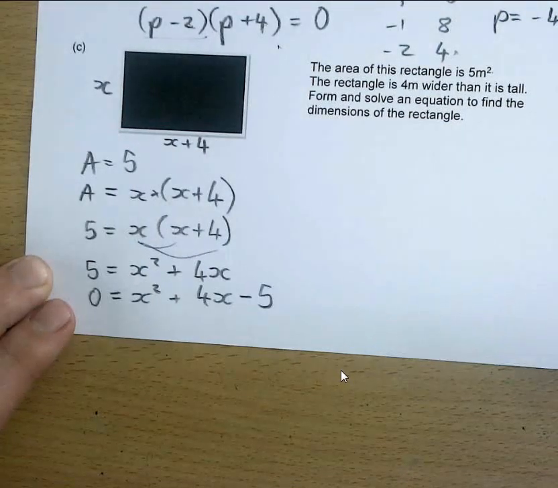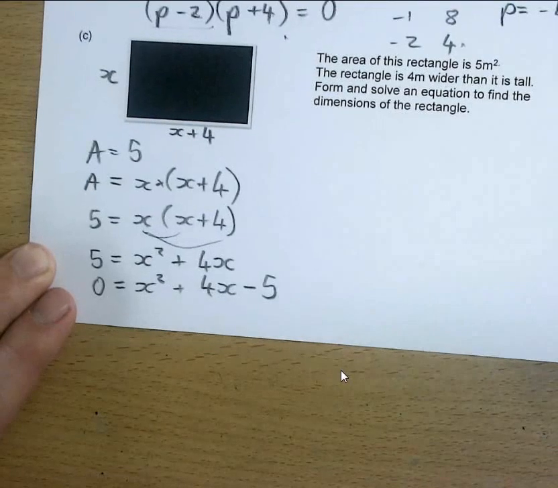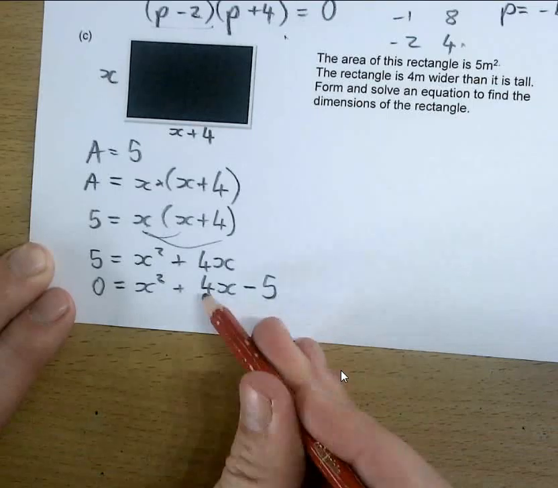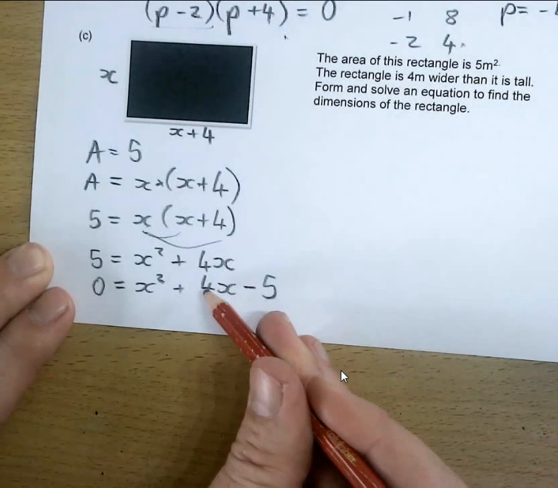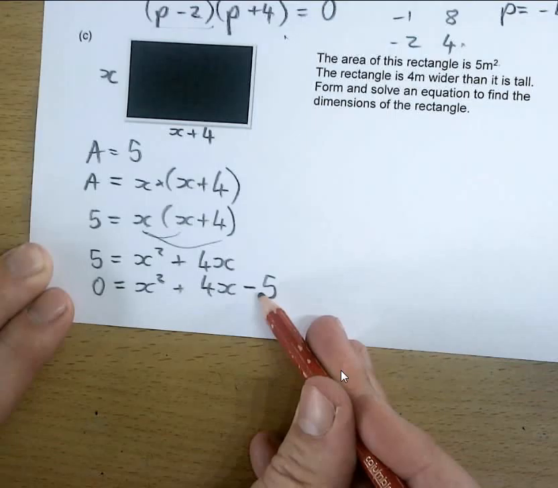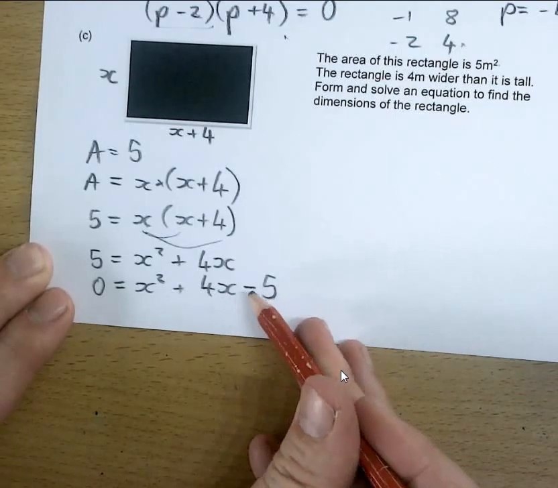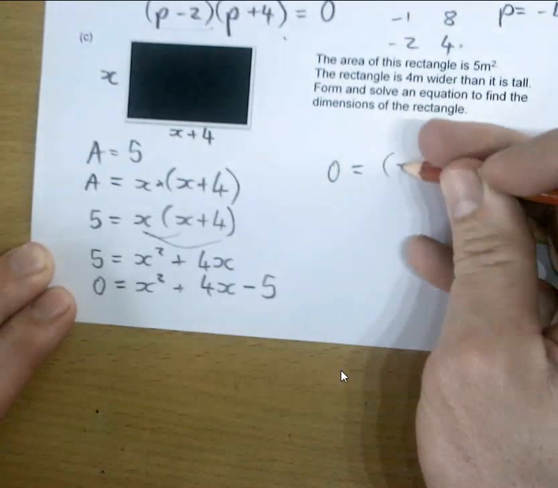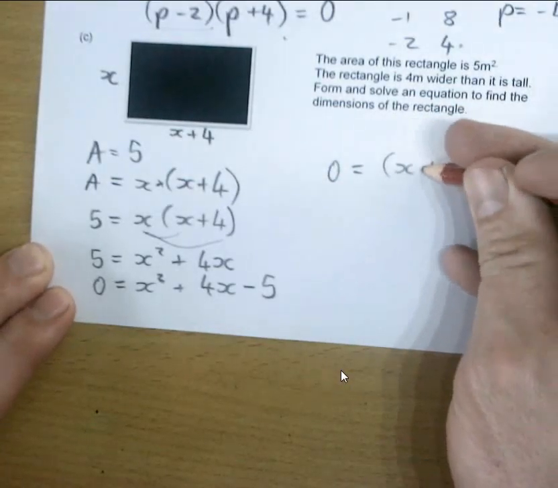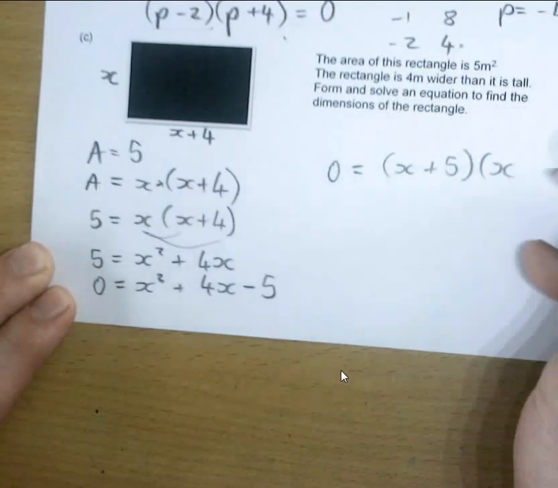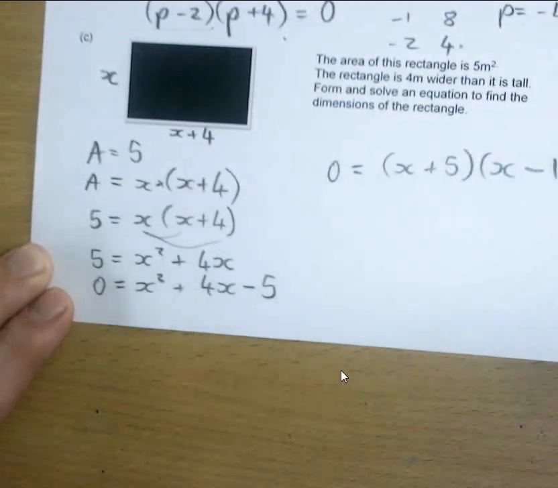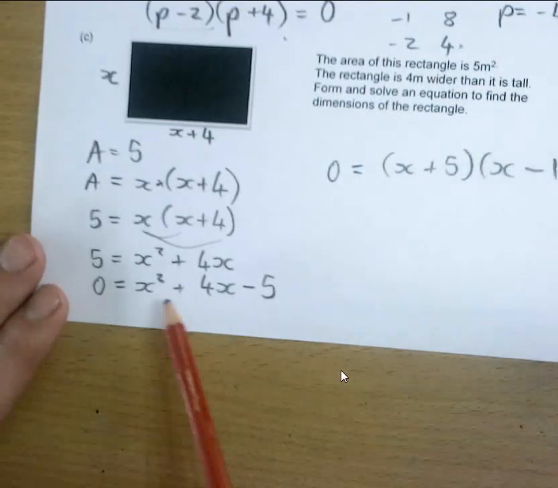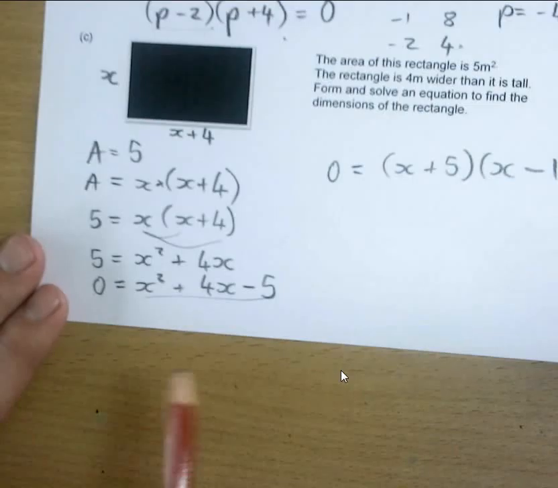Okay, I'll do this next step a little bit quicker than I did last time. I'm thinking numbers that multiply to give me negative 5, but when I add them, they give me positive 4. So one's got to be negative, one's got to be positive, and it turns out that positive 5 and negative 1 are the answers. So I get 0 is equal to x plus 5 and x minus 1. You have to be happy that when you expand this out, you'll get this. I'm doing the backward step of expanding, factorizing.